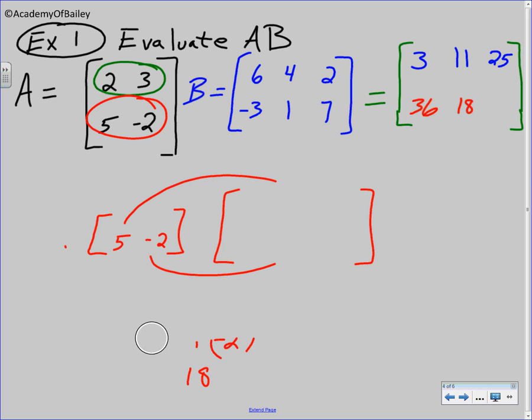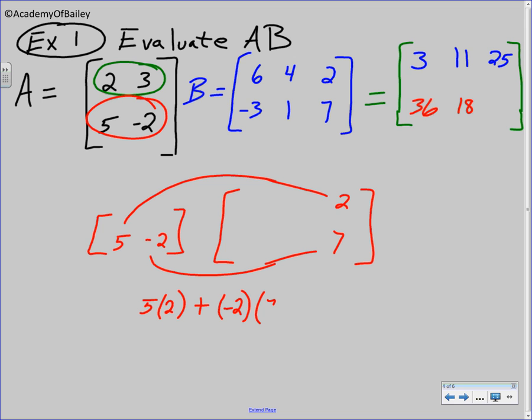And let's go ahead and figure out what's in that last position. We have a 2 and we have a 7. 5 gets multiplied by 2. Negative 2 gets multiplied by 7. We're looking at 10 and negative 14. 10 and negative 14 make negative 4. Bottom row, third column, negative 4.